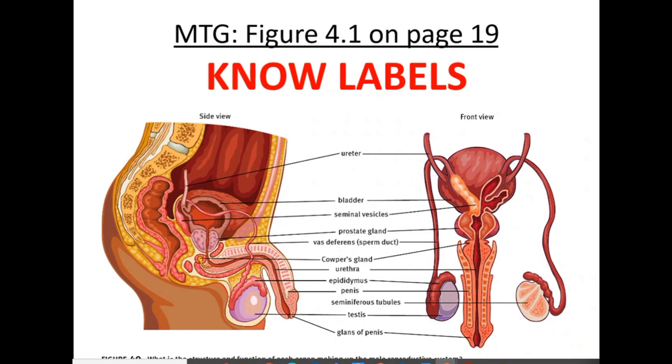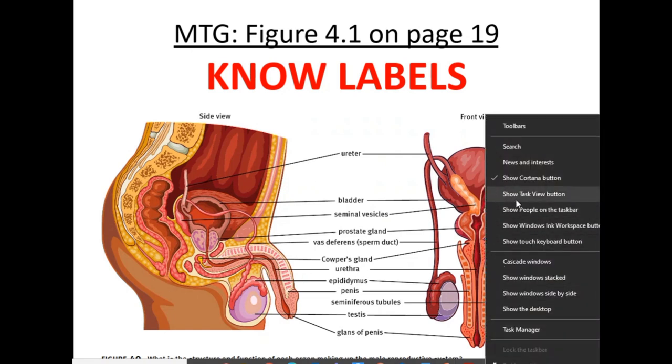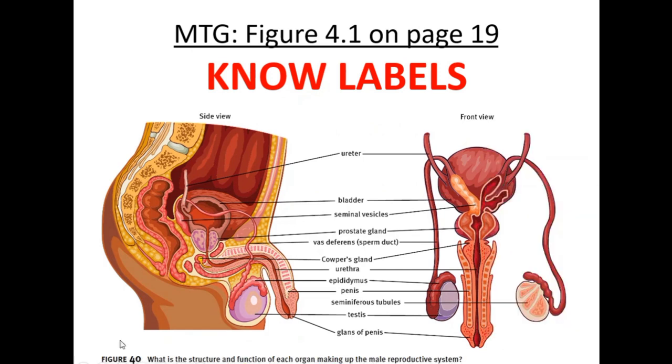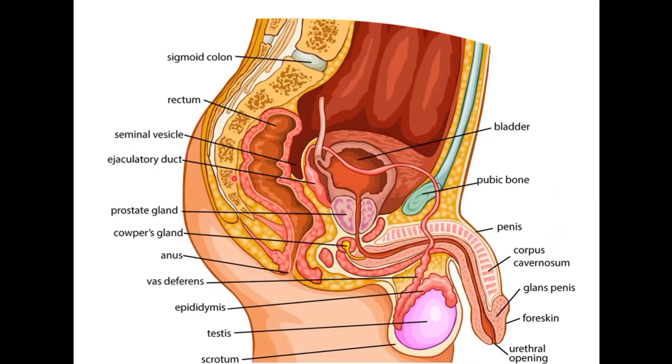So here we are looking at the male reproductive system, and you will see on the top hand side I have put here that it's in MTG. This is Mind the Gap, figure 4.1 on page 90, knowing the labels of the male reproductive system. They will ask you to label either the male or the female reproductive system, and you have to be able to do that. Okay, so let's go into it quickly.